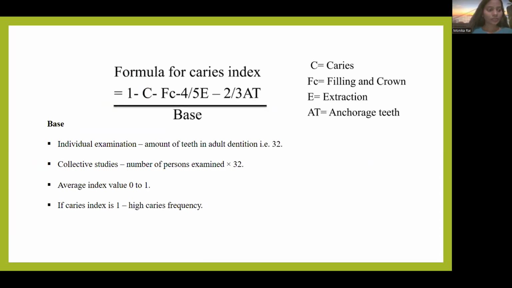So, this is the formula of the caries index. It is equal to 1 minus C minus FC, where FC is filling in crown, divided by 4 by 5E, that is extraction, 2 by 3, that is anchorage teeth.